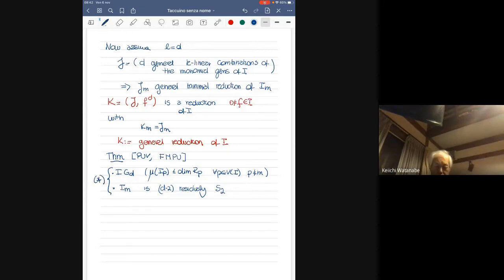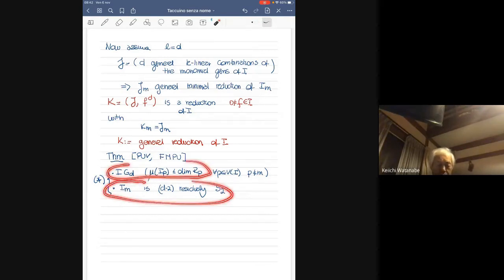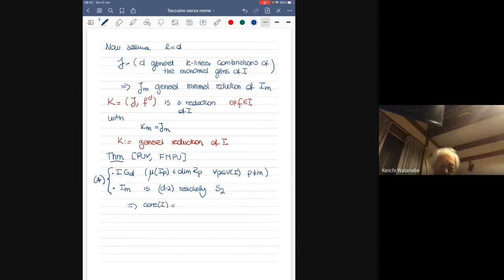I'll call them star again, but remember that these conditions are essential for what I prove, because if you don't have either the first condition or the second condition, then we have counterexamples. So this is not true. So what we prove is that the core of I is the mono of K for any K general reduction of I.